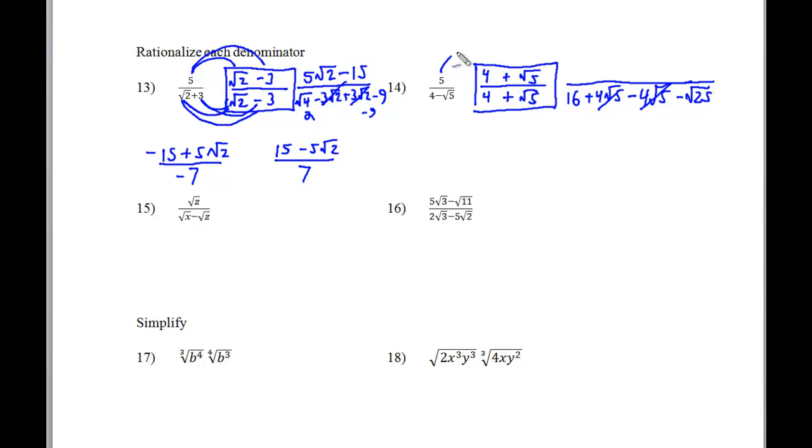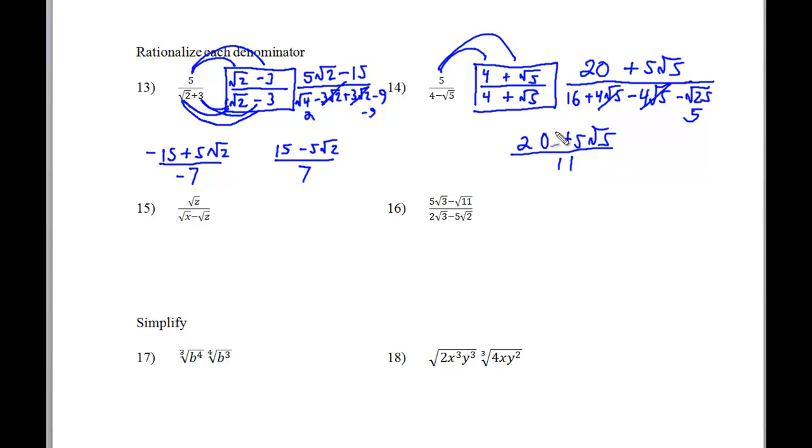Now, in our numerator, we're going to have 5 times 4, which is 20, and 5 times the square root of 5, which is 5 square roots of 5. Now, in my denominator, I have 16 minus the square root of 25, so 16 minus 5. So my numerator is 20 plus 5 square roots of 5 over 16 minus 5, which is 11.